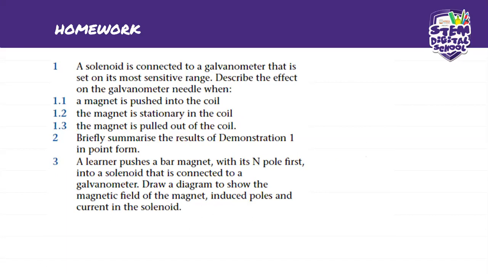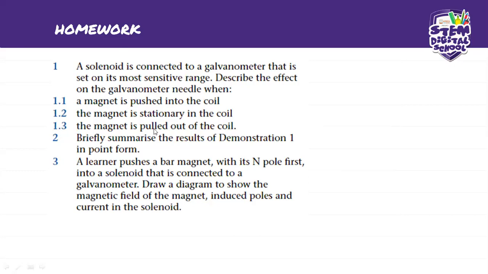Okay, so the magnet is stationary in the coil. So it means that it's stationary in the coil. So that means they are both stationary. Remember, one of them has to be moving. It's either the coil or the magnet, but one of them has to be moving.